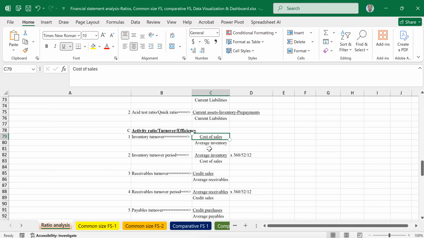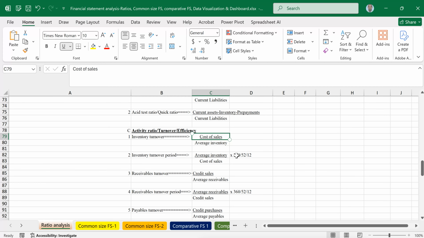If you're doing turnover period in days, then you multiply times 360 or 365. If you're doing that in weeks, then you multiply with 52. But if you are getting it in months, then you multiply with 12 months in a year.